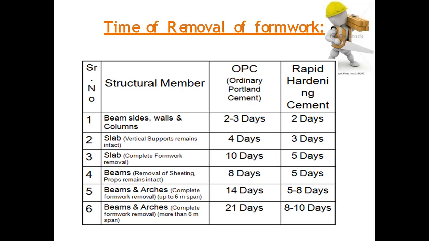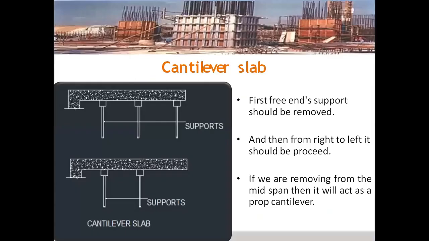So these are the different types of structural members for which we use formwork, and the number of days required for the removal of formwork for ordinary Portland cement and rapidly hardening cement. When compared between these two types of cementitious materials, rapidly hardening cement takes about half the period. If the OPC takes about 10 days for removal of the formwork, 5 days can be seen for rapidly hardening cement.